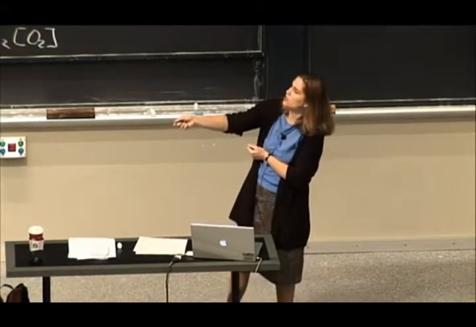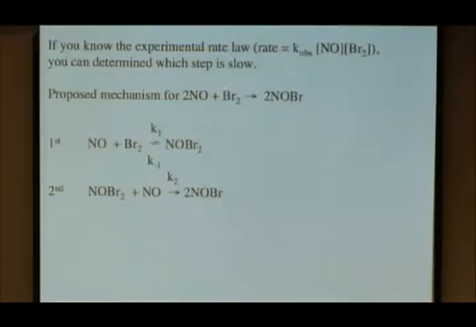So in this reaction, we have 2NO plus Br2 going to 2NOBr. If we write this in the first step, we have NO plus Br2 going to an intermediate NOBr2 with forward rate constant k1 and reverse rate constant k minus 1. And in the second step, we have the intermediate interacting with another molecule of NO, forming two molecules of NOBr, our product. So let's consider what the rate of the forward reaction is here.